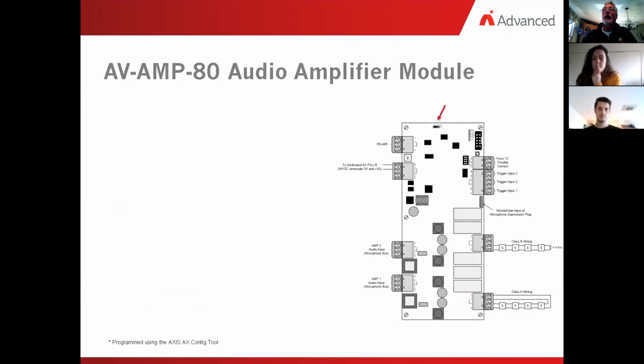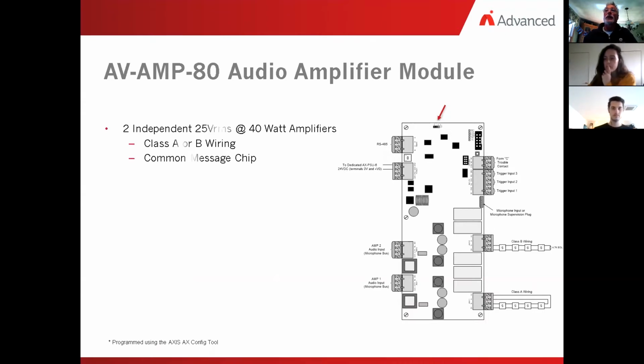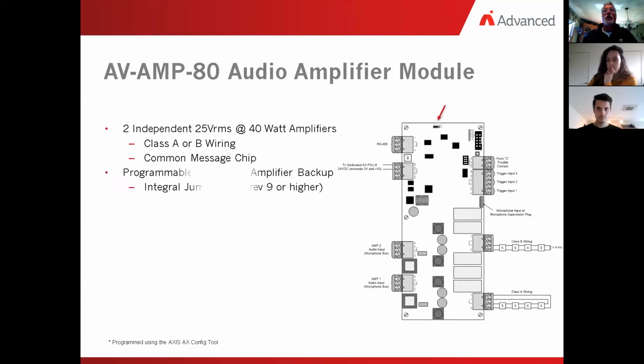All of these items have inside of them an item called the AV Amp, audio amplifier. So the 80-watt amplifier has two independent 25-volt RMS 40-watt amplifiers. It can be wired either Class A or Class B, and it uses a common message chip. The programming can be set up as a one-for-one backup of the amplifier, and built on board, as you can see by the arrow, there's an integral jumper so that you can test the failure of an amplifier and see it switch over.